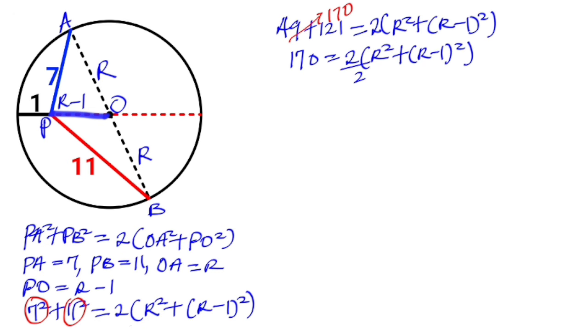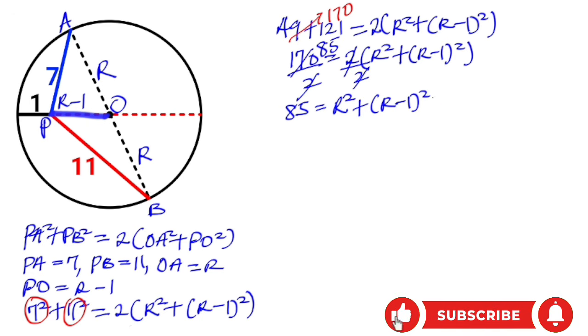Next, let's divide both sides by 2. 2 will cancel out 2. And 170 divided by 2 is 85. And we are left with 85 is equal to R squared plus (R minus 1) squared.